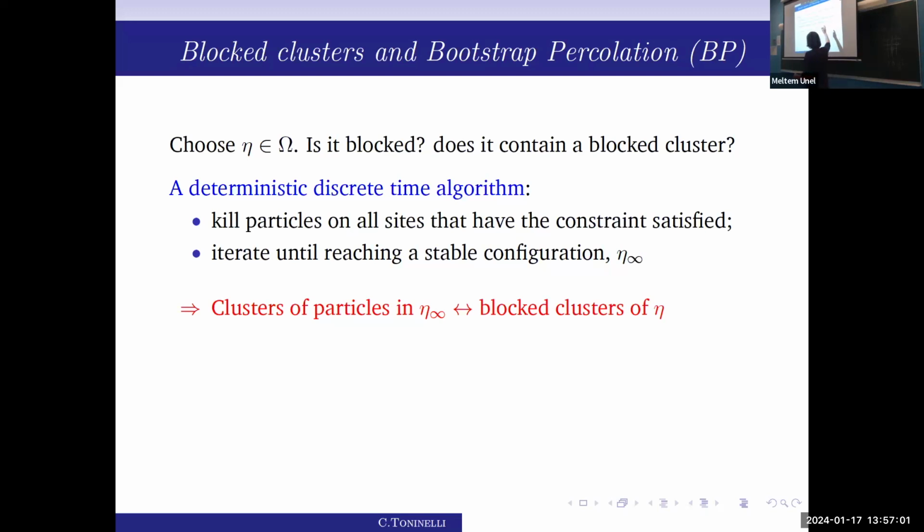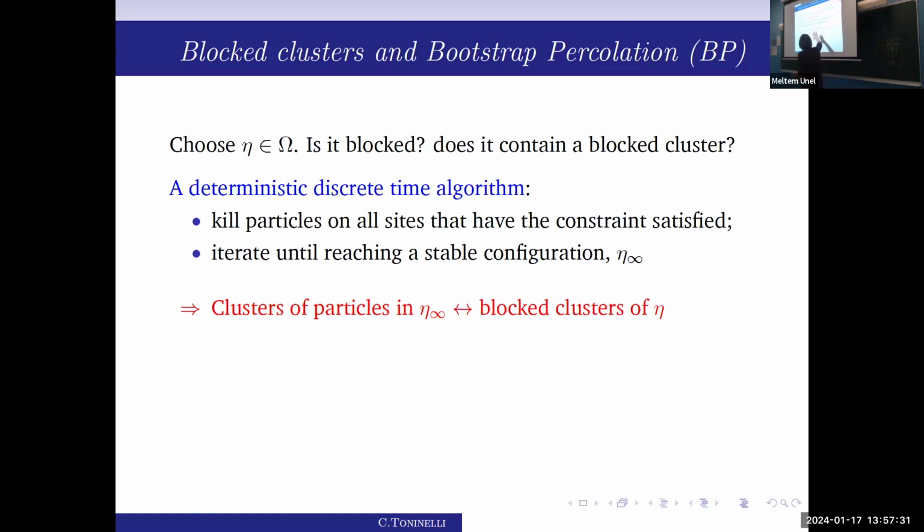See, this algorithm, this dynamics is monotone. We are just emptying sites. We are never filling them back. It's monotone, so I will converge to a final configuration. And this final configuration, which I call here eta infinity, so eta was the initial configuration, will either be completely empty, and then nothing else can be emptied by this dynamics, or will contain some empty sites and a cluster of particles which are mutually blocked by the constraints.